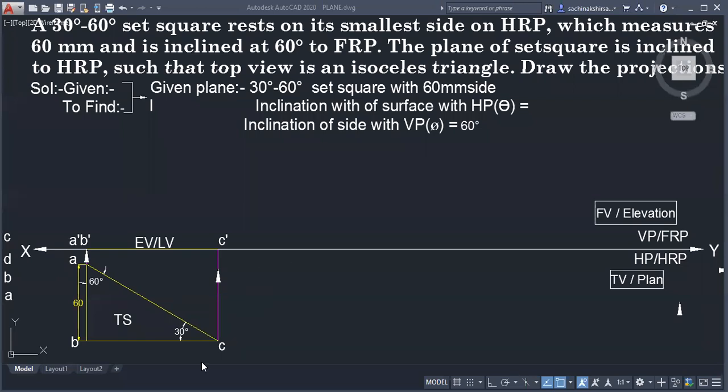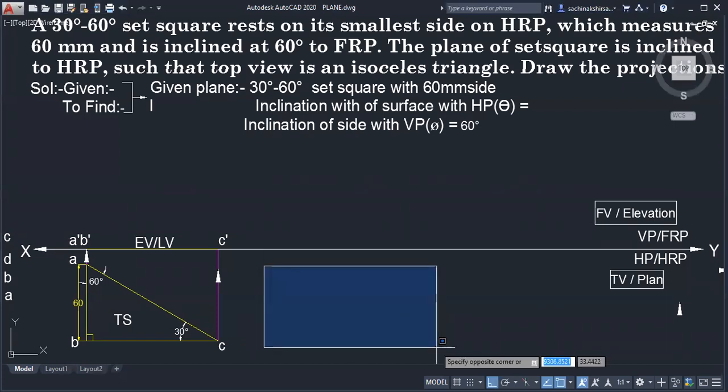So what will be the length of two sides for that isosceles triangle? If at all it will be an isosceles triangle, what will be the length of those two sides? Here we have to draw an isosceles triangle. So what will be the length of two equal sides? Correct. It will be 60. It will be 60 because this AB side is going to remain, and if the plane is inclined, this side BC will show its apparent length.